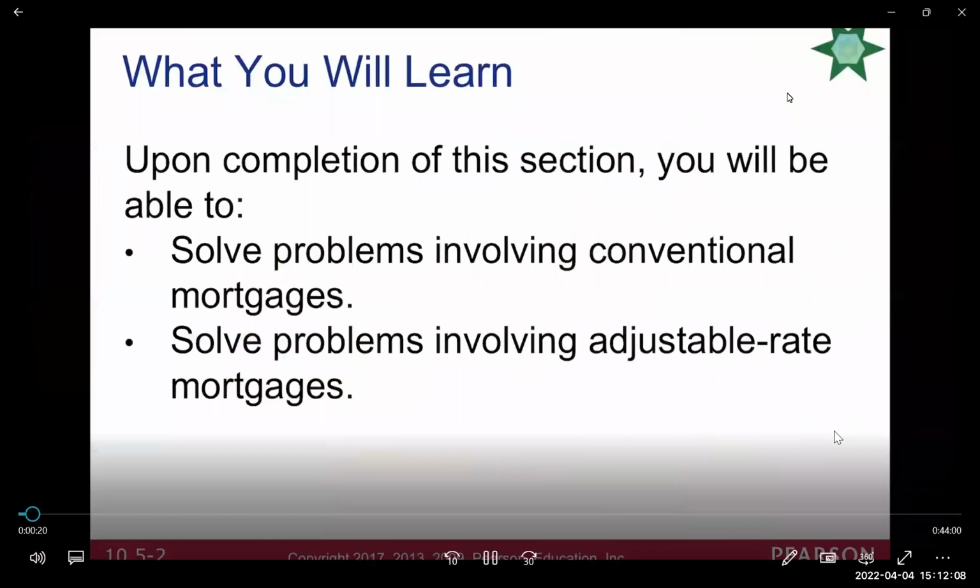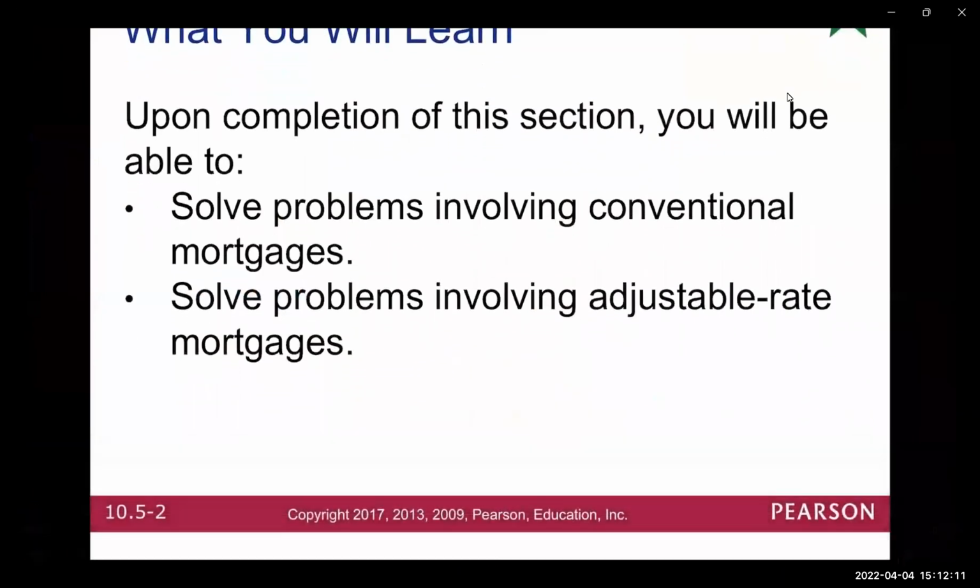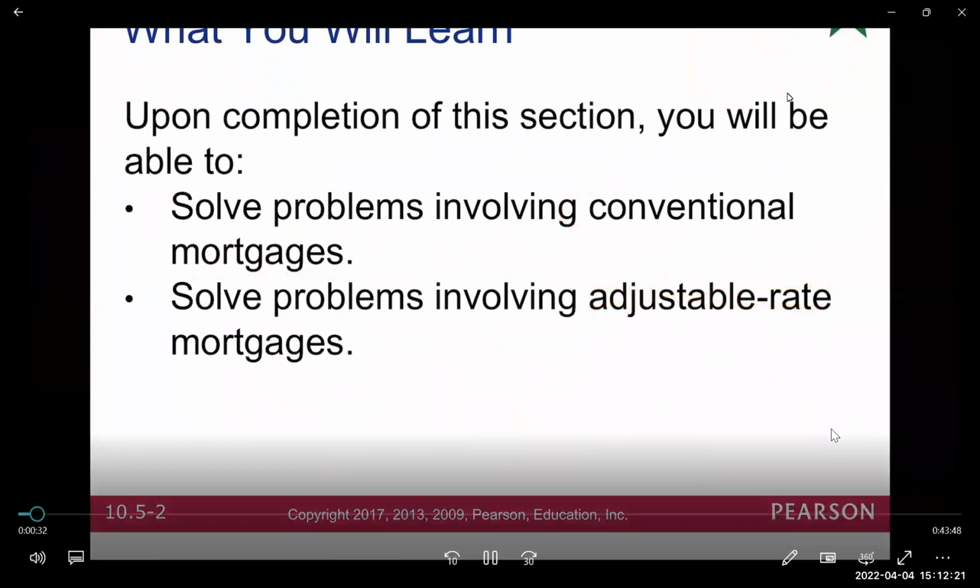Upon completion, you're going to be able to solve problems involving conventional mortgages, solve problems involving adjustable rate. We're not going to look at adjustable. We're just going to go with the conventional, fixed interest rate.